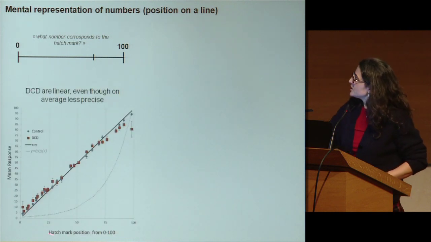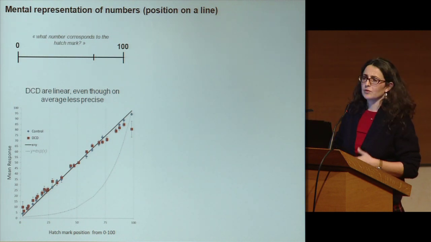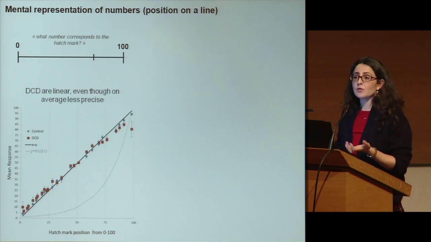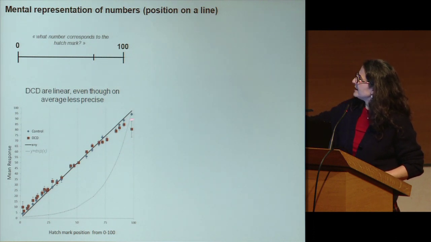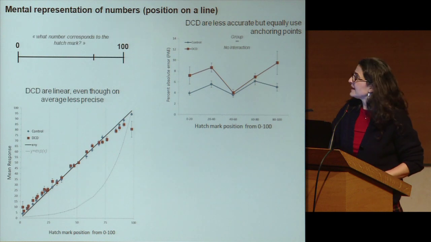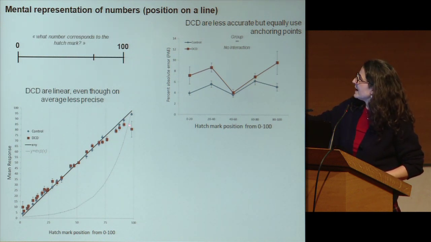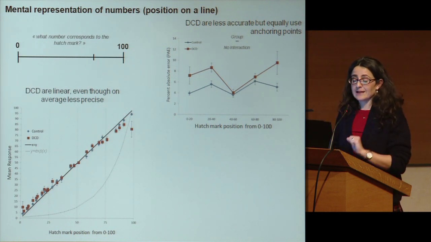With this graph, you can see the hash mark position as a function of the mean response. Of course, if the mental representation of number for dyspraxic children was immature and maybe logarithmic, then the responses should fall on this exponential curve. In fact, you can very well see that all children, both dyspraxic here in red and control in blue, were linear. However, dyspraxic children overall were less accurate. So there is more jitter in their estimates compared to the correct position.